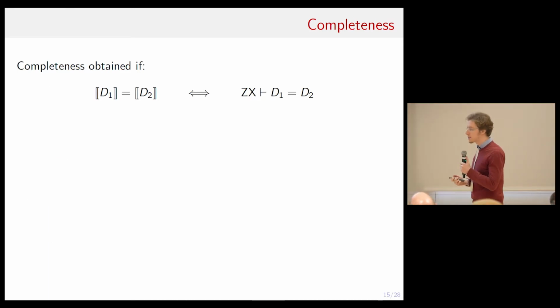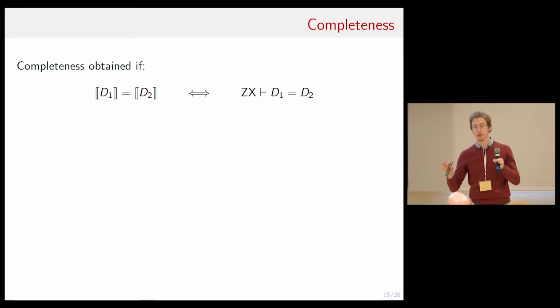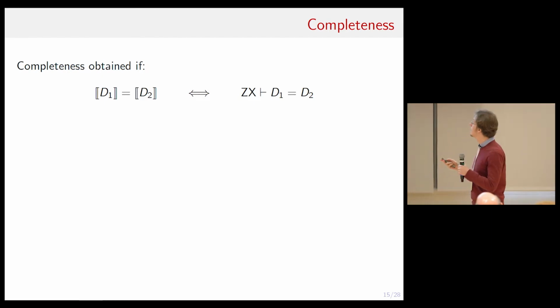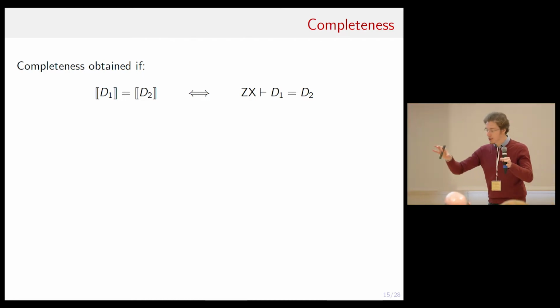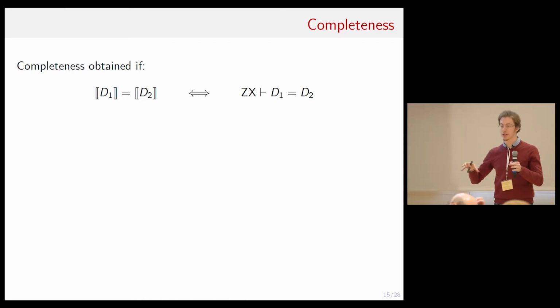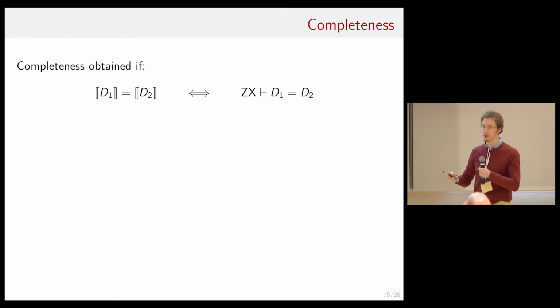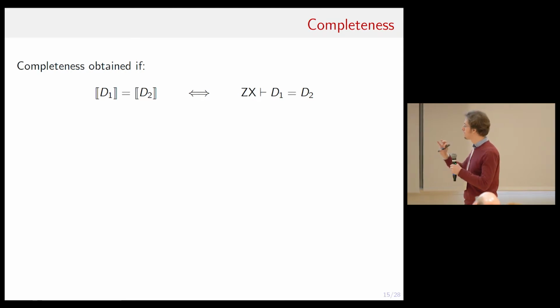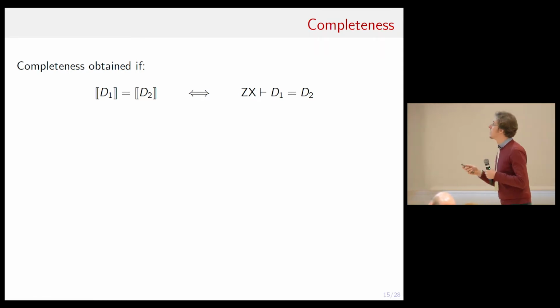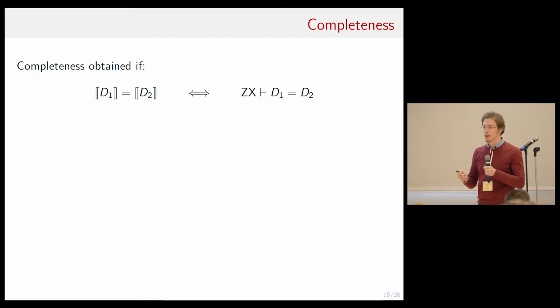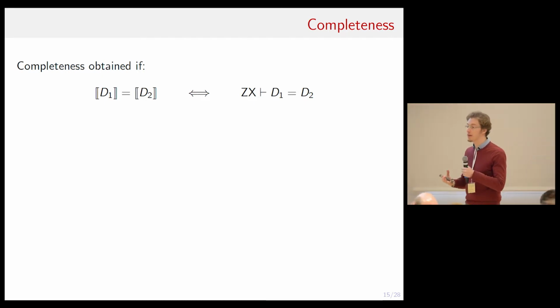So the completeness is obtained for this language whenever two diagrams represent the same evolution, then they can be turned into one another using only the rules of ZX. That means, in order to show that two diagrams represent the same matrix, we don't have to actually compute the matrix. We can just do everything graphically. And this is important because it tells you that basically the language captures all of quantum mechanics.